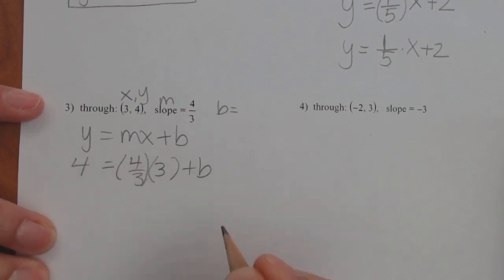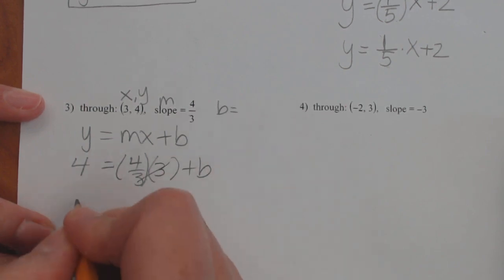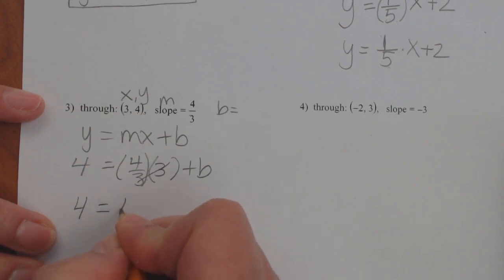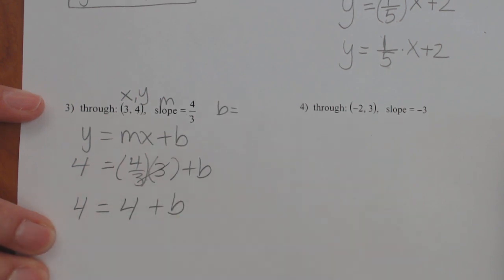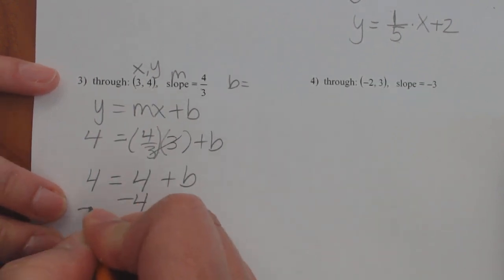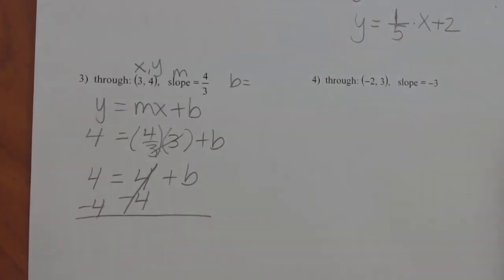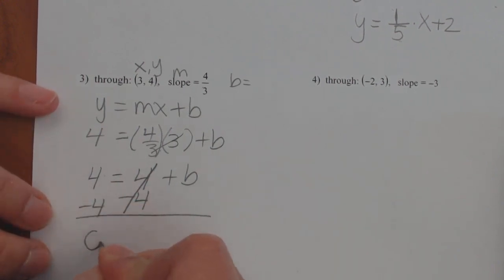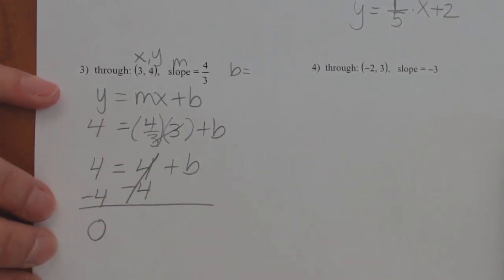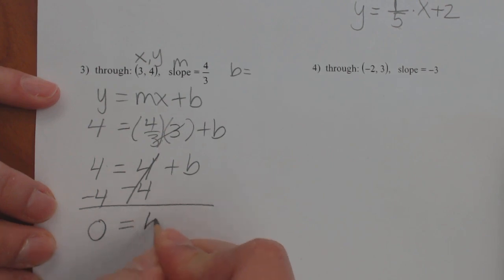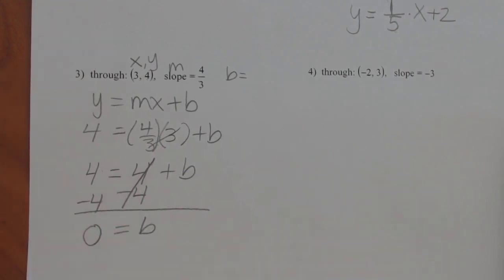Again, if you want to do this in your calculator, that's fine. If not, these actually are going to drop out. y equals 4 plus b. We're going to subtract 4 from both sides. Now here is where a lot of young mathematicians get confused because all of a sudden 4 minus 4 does equal 0, which is absolutely fine. 0 is a number too. So b just is actually 0.